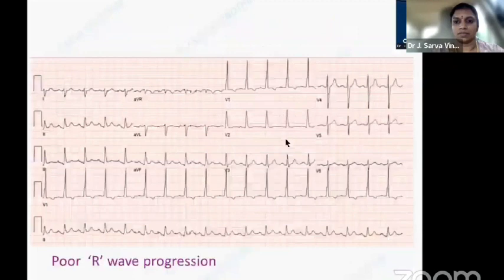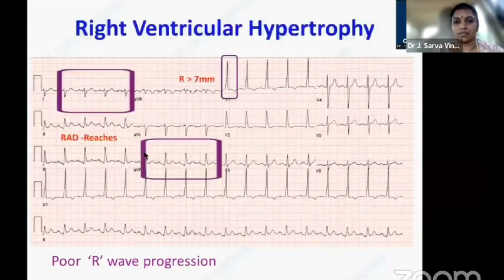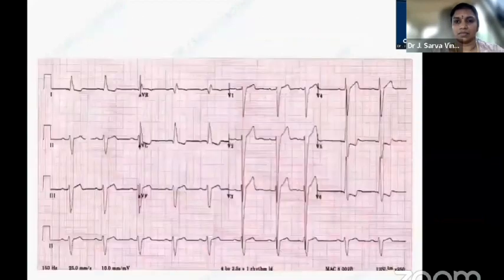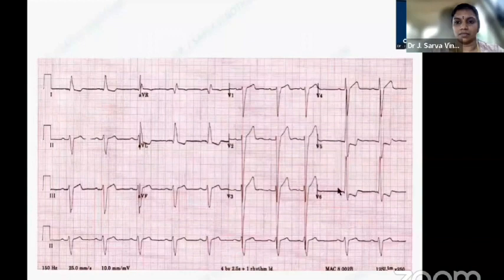So what do we see here? Here we can see tall R waves. And what about the axis, lead 1 and AVF? What happens here? They both are reaching each other, which is right axis deviation. So this is right ventricular hypertrophy. And what do we see here? Predominantly tall R waves in V5 and V6. And what about the axis? Lead 1 and AVF, they are moving away from each other, leaving each other.